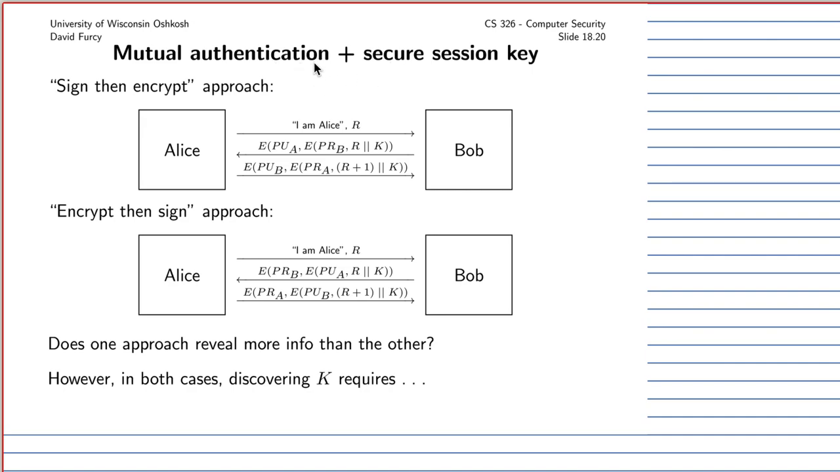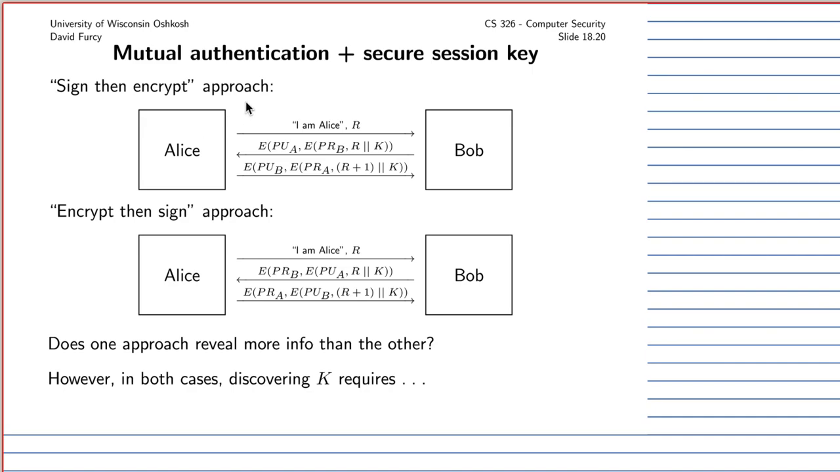To try to satisfy both goals, we're going to combine those approaches, and we're going to do so in two different ways. First, we're going to try to sign and then encrypt, and then we're going to try to encrypt and then sign. In the first proposal here, the first message will be the same as before.